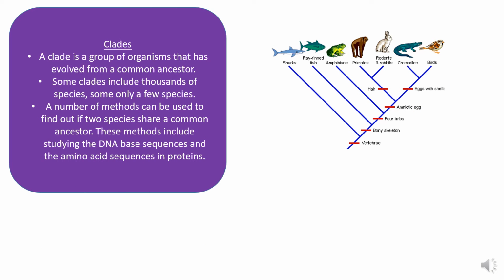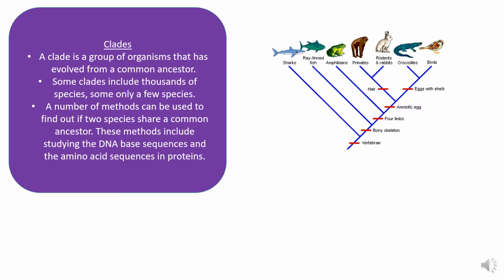Okay, so a clade, and this is a definition that you need to remember. A clade is a group of organisms that has evolved from a common ancestor. So when we say a common ancestor, we mean at one point there was one species that diverged. Some of the species went to one environment, some went to another environment, and within those environments they adapted via natural selection. So think back to 5.2 where you did all about natural selection.